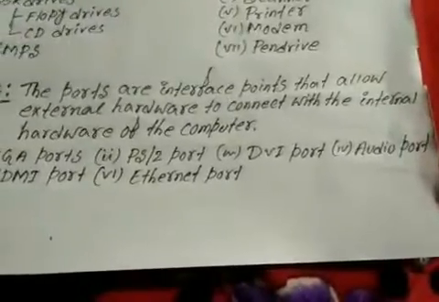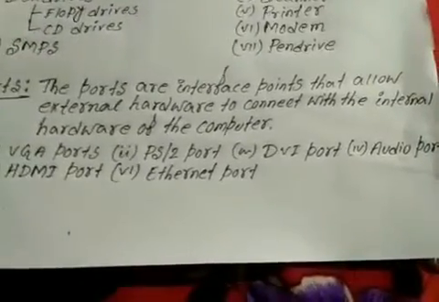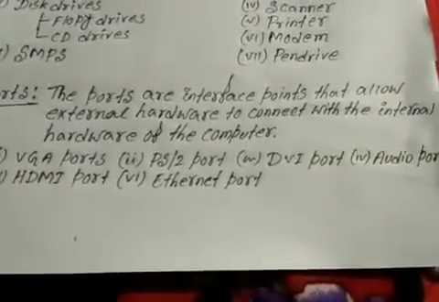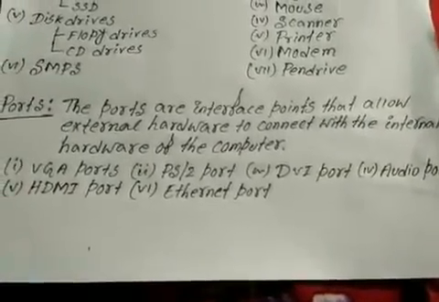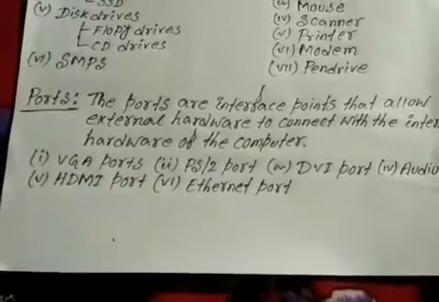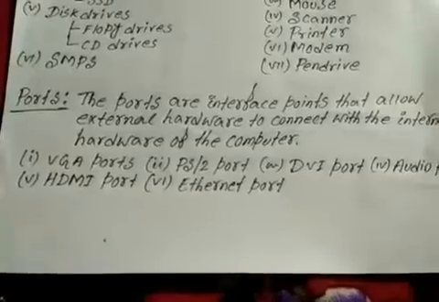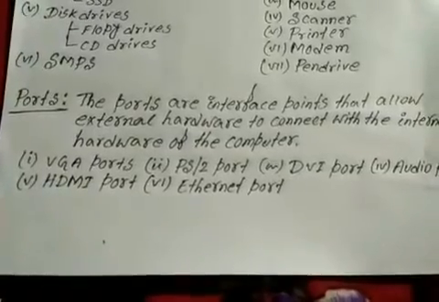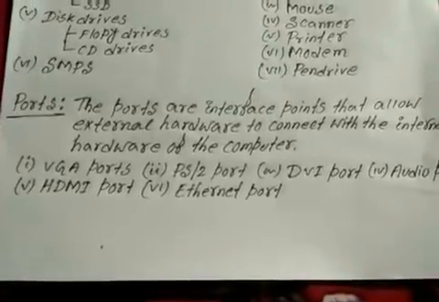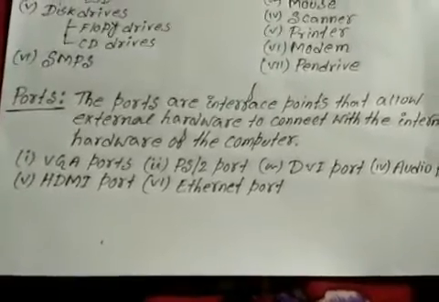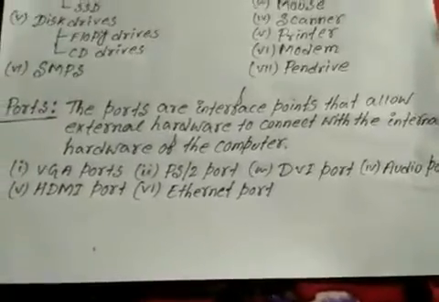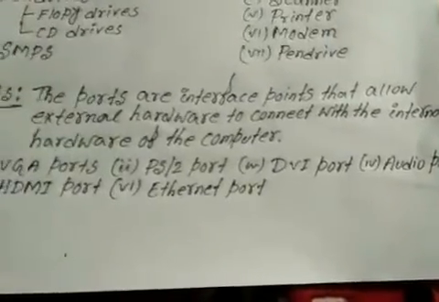Then audio port. These ports are used to connect audio peripherals like microphone or speaker with computer system. Then HDMI port. High definition multimedia interface is used to connect monitor or other display device with computer system. Then Ethernet port. This port is used to connect an Ethernet cable between a computer system and a modem.